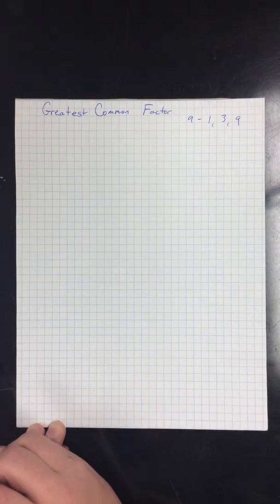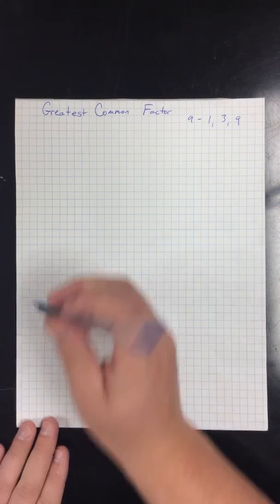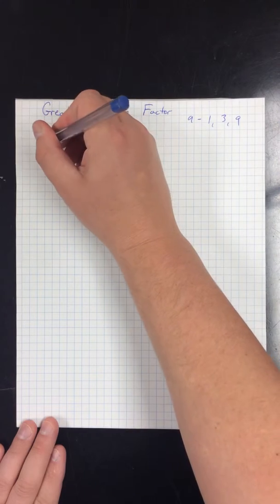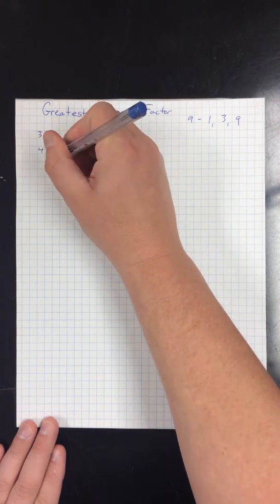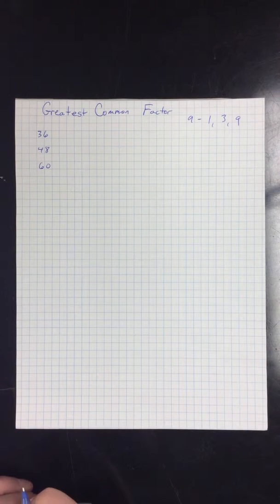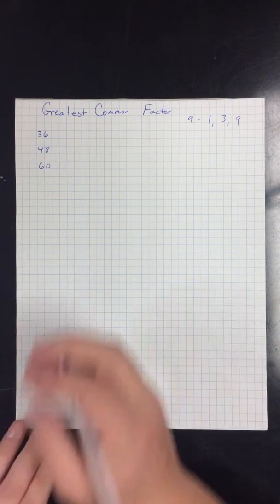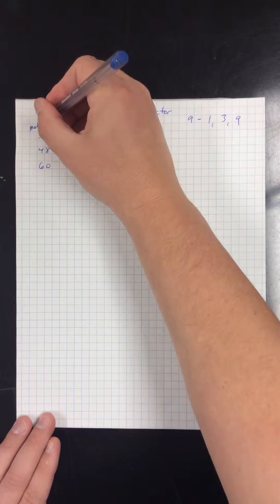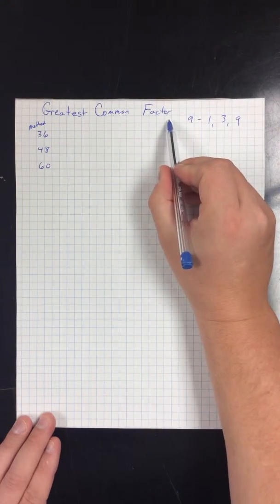For example today, let's look at three numbers, 36, 48, and 60. We're going to have two methods. We're going to try this out two different ways. So our first method involves finding all the factors.